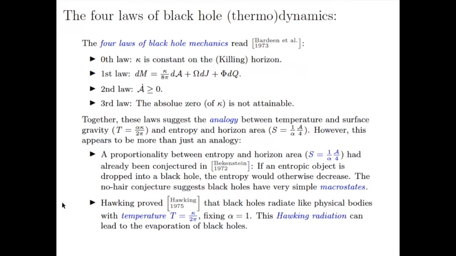So to summarize, the 4 laws of black hole dynamics, which suggest a certain similarity with thermodynamics, read in the following way. The 0th law: kappa is constant on the Killing horizon. The 1st law: changes of these parameters are related in a certain way. The 2nd law says that the area can only increase in classical processes satisfying these energy conditions. The 3rd law says that the absolute 0 of the temperature kappa is not attainable.